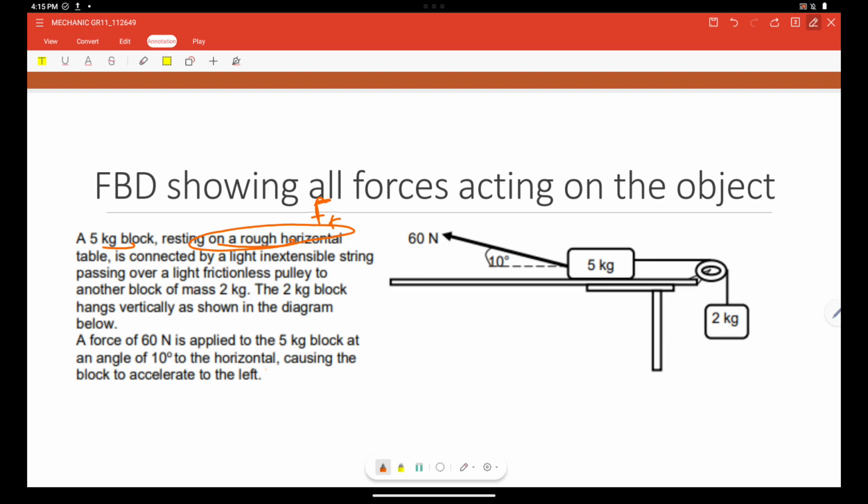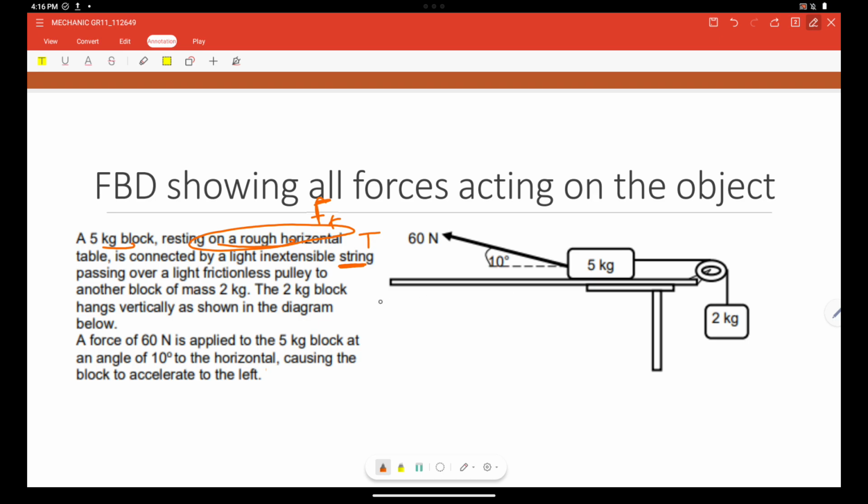It is connected by a light inextensible string passing... oh wait, they are talking about a string. Remember, if there's a string, then it means we have tensional force. They say the string passes over a light frictionless pulley to another block of mass 2 kilogram. The 2 kilogram block hangs vertically as shown in the diagram below. A force of 60 Newton is applied to the 5 kilogram block at an angle of 10 degrees to the horizontal, causing the blocks to accelerate to the left.